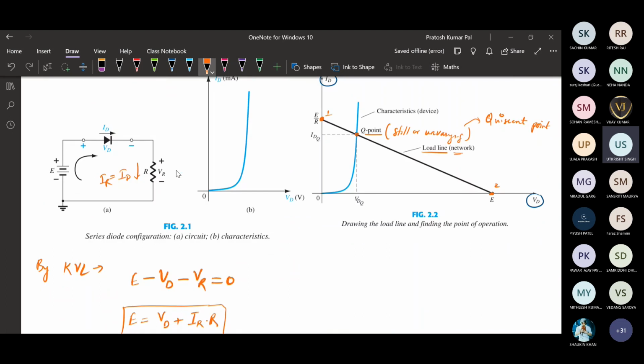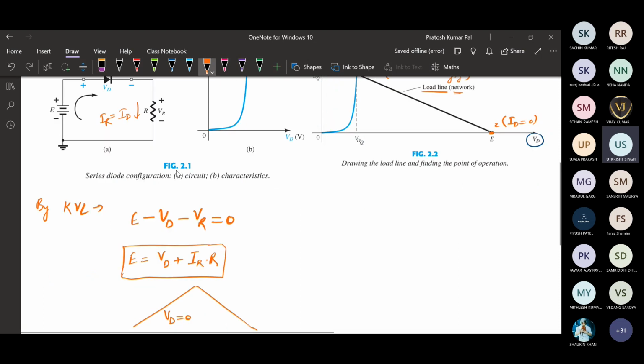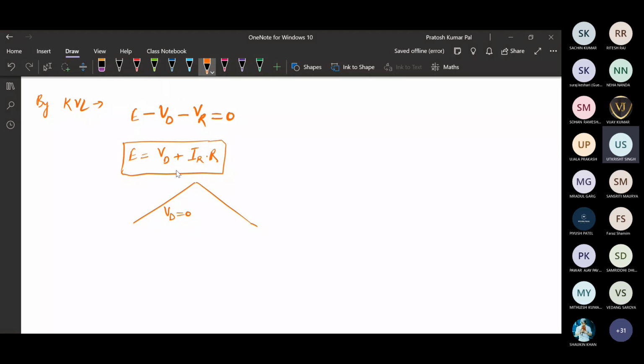Point 2 is the point where VD has some non-zero value, but ID is 0. Similarly, at point 1, the current has some value, but VD is 0. We will put these conditions into the KVL equation we obtained: first VD equals 0, and then ID equals 0, and see what comes out.